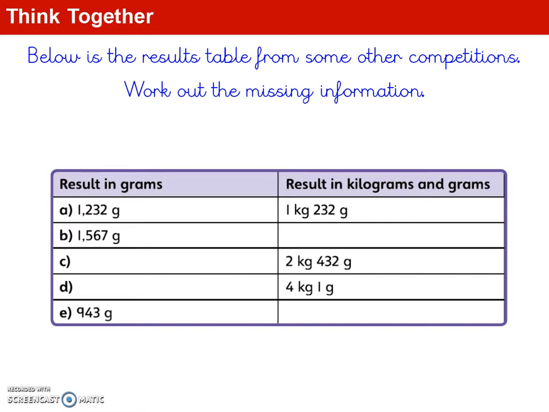So we can see on part A, which has already been done, we have 1,232 grams. We have one lot of 1,000, so that becomes 1 kilogram. And we have 232 left, which tells us it's 232 grams. So what would be the answer for B? 1,567 grams. How can you separate that into kilograms and grams?